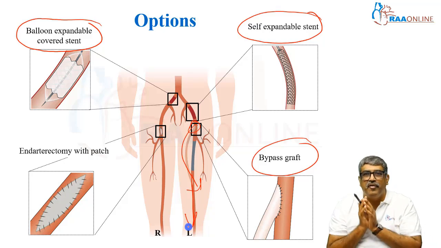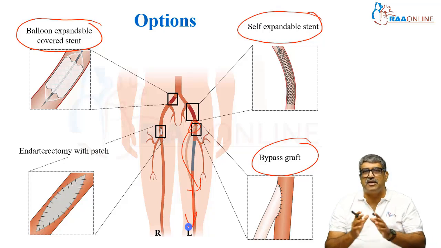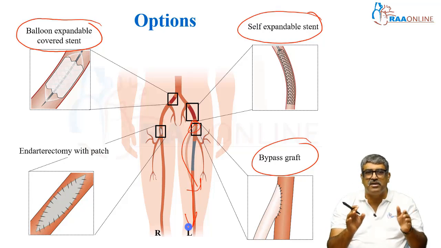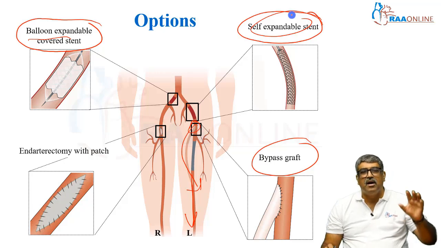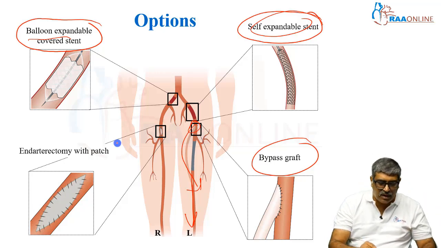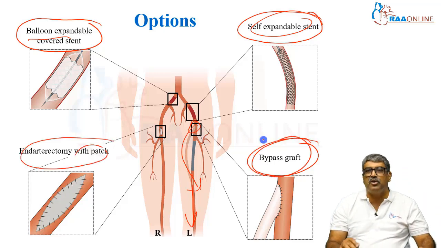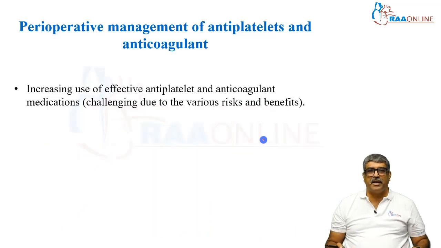These are all the various options which are available to us, either stenting or with surgery. With stenting, you can go with a balloon stent or a self-expandable stent, and with surgery, you can do an endarterectomy with patch or you can do a bypass grafting.